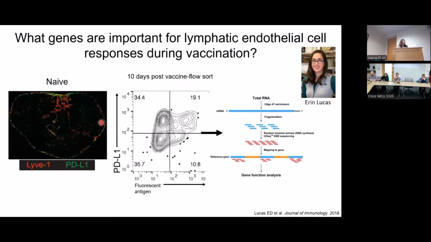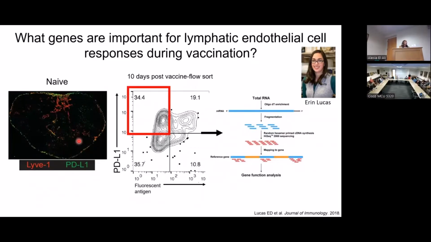So the PD-L1 is expressed primarily by the sinus, so the outside of the lymph node lymphatic endothelial cells, where it's not really expressed in the medullary region or in the cortex. And so she sorted the cells, so she isolated the cells from the lymph node, and she sorted them based on lymphatic endothelial cells and PD-L1 expression. And she looked at PD-L1 high antigen negative, PD-L1 high antigen positive, PD-L1 low antigen negative, and PD-L1 low antigen positive, and we processed them for RNA sequencing.